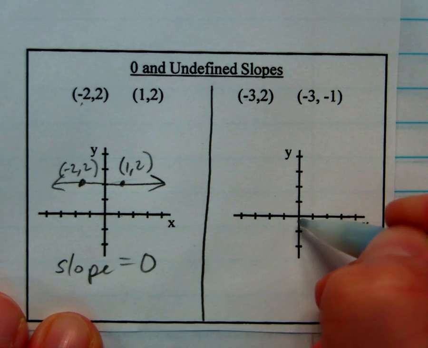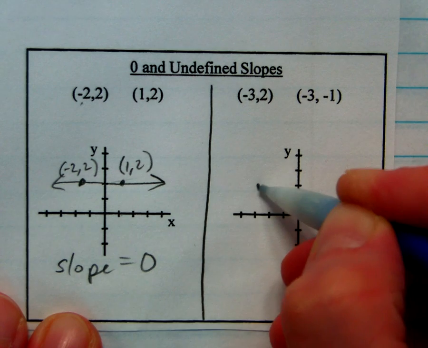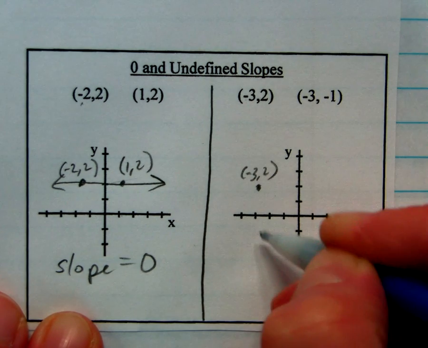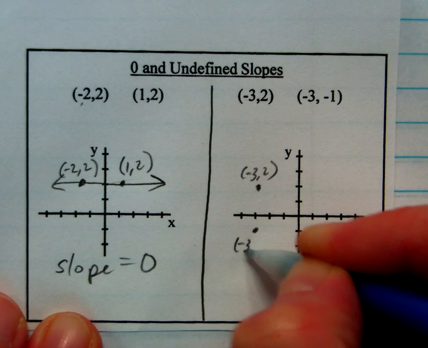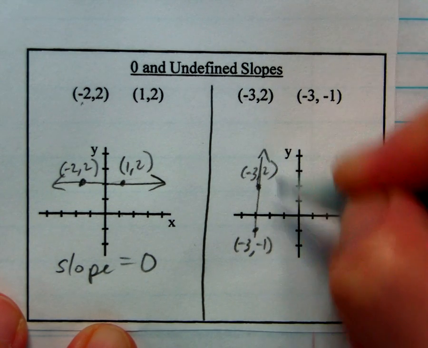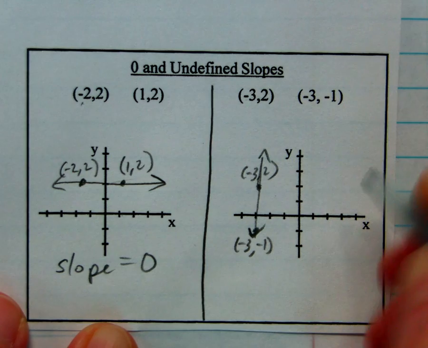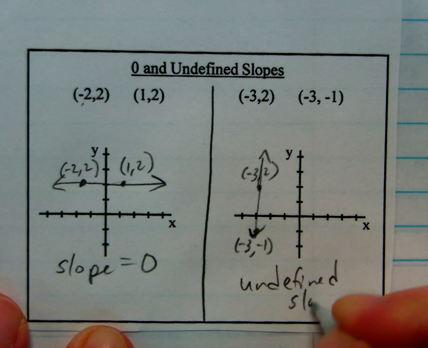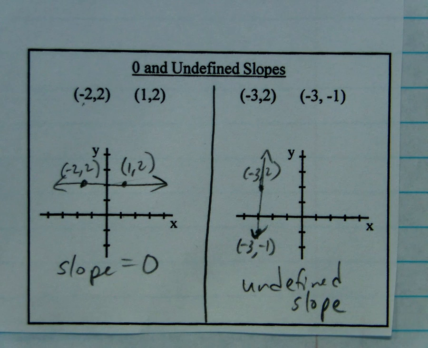So negative 3, 2 will be over here. This is negative 3, 2. And negative 3, negative 1 would be right here. And if I connect those, I get a vertical line, which if you remember from the video yesterday is undefined. Undefined slope. Which basically just means it's infinite slope. It is so steep we can't even put a number on it. It's infinitely steep. Straight up and down. Jeez. Okay, that is it.